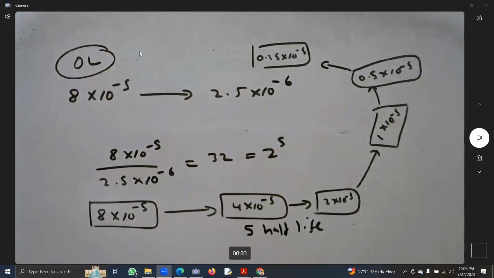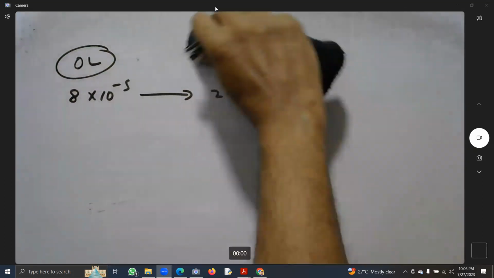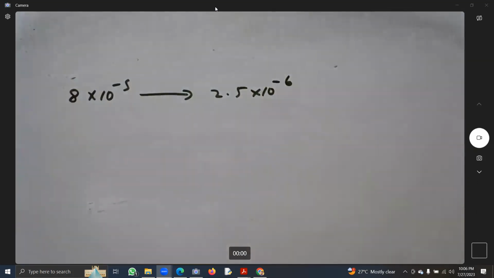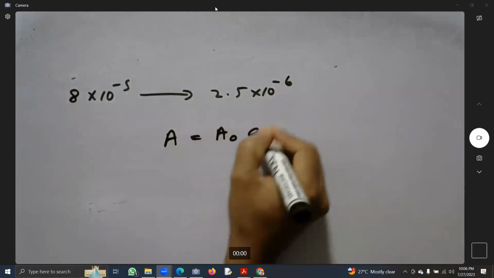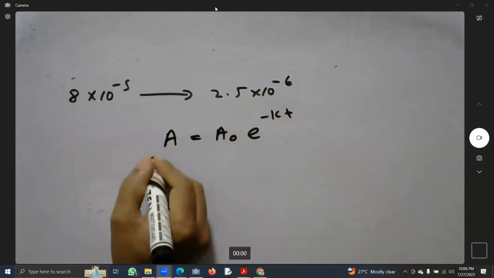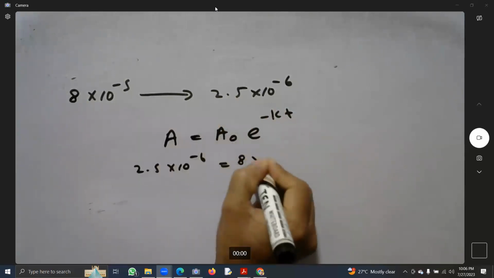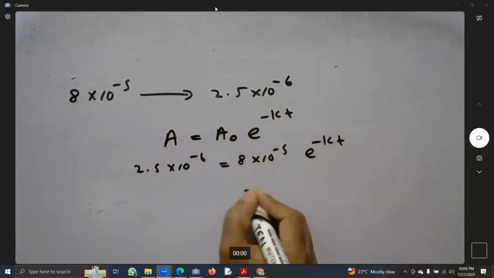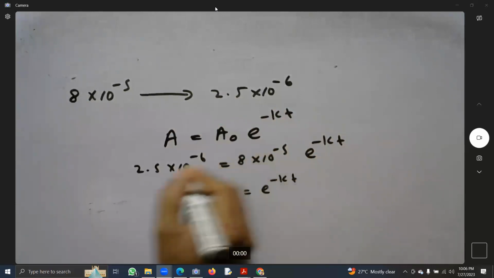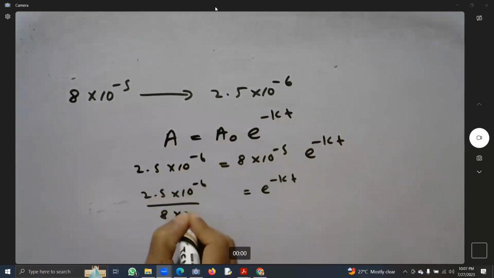Okay, now this will be easier for you. But there is an alien part over there. So now I use A equals A naught e to the power minus kt. My A is 2.5 into 10 to the power minus 6. A naught is 8 into 10 to the power minus 5. So e to the power minus kt is equal to 2.5 into 10 to the power minus 6 divided by 8 into 10 to the power minus 5.